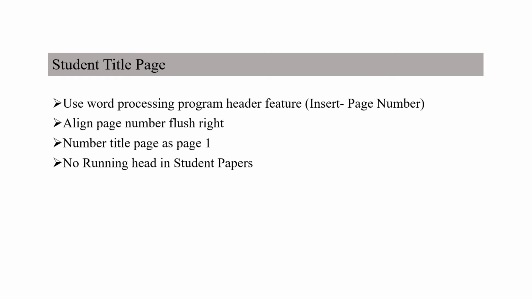New to 7th edition APA is the format of a student title page. General guidelines include: use your word processing program header feature to insert page numbers. Align your page number flush right. Number your title page as page 1, and again, no running head in student papers. However, running heads are used in a professional paper in 7th edition APA.